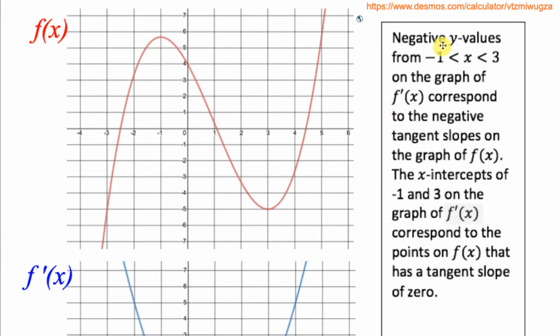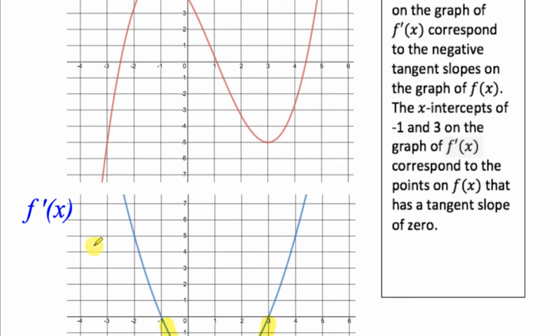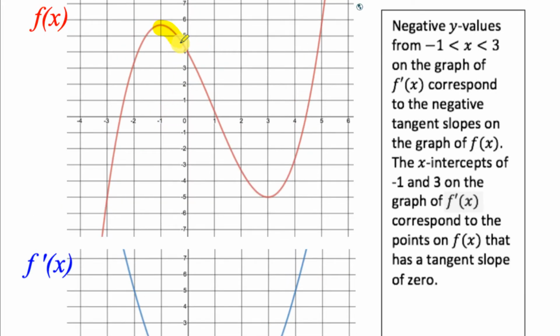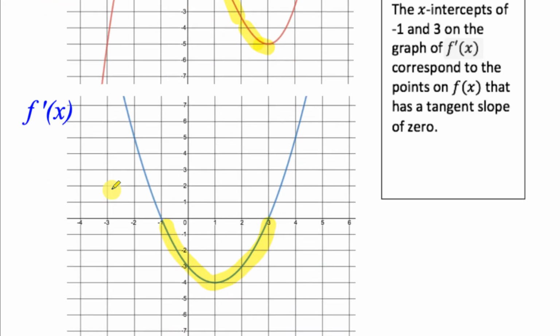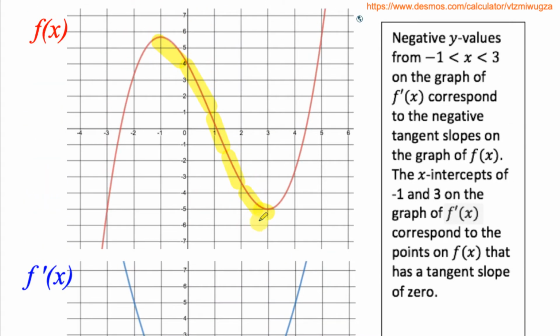What this says over here, it says the negative y values, and let me just highlight this. The negative y values on the first derivative from here to here correspond to the fact that on the original function, between -1 and 3, the original function is decreasing. If I were to draw a tangent line to any point on that function, between -1 and 3, that tangent line would have a negative slope. That's why the first derivative has negative y values, because the y values of the first derivative tell us the slope of the tangent on the original function. It tells us how the original function is changing at any one point.